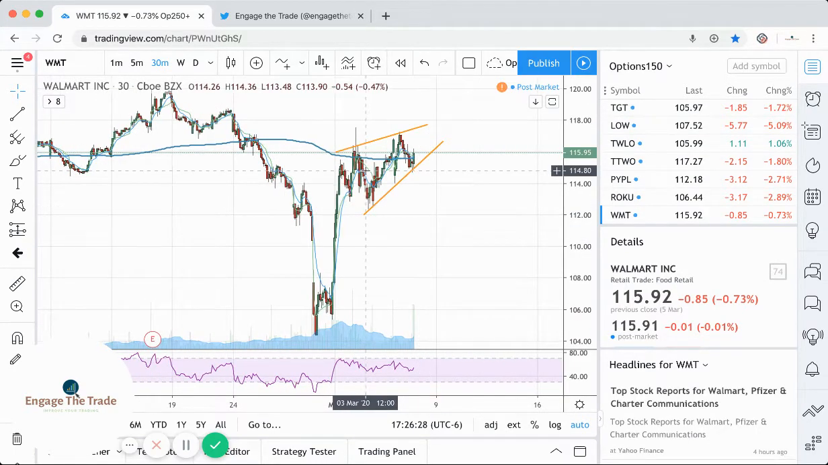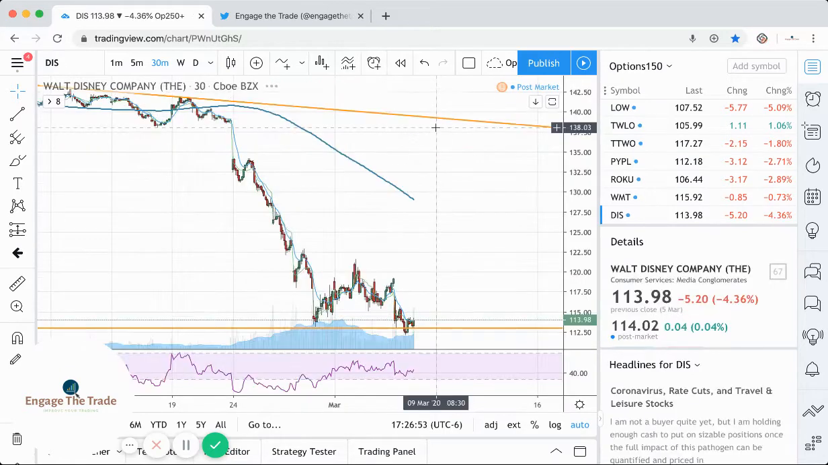Here's Walmart. Nice flag, rising wedge-ish type thing. Needs more consolidation in there before I would try anything. Again, I want it super tight, especially in this market, because the market's so volatile right now that if you can find a really tight range and get strangles on it, you could win both ways, which is not a bad gig.